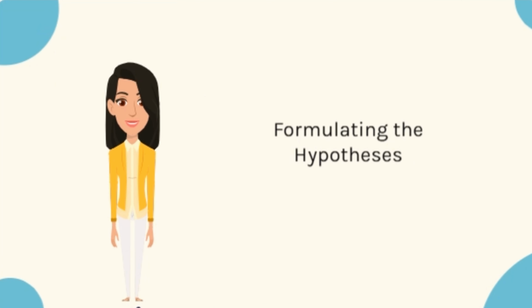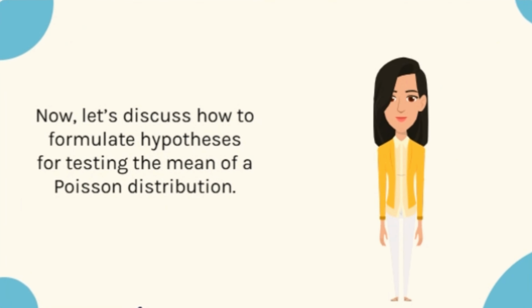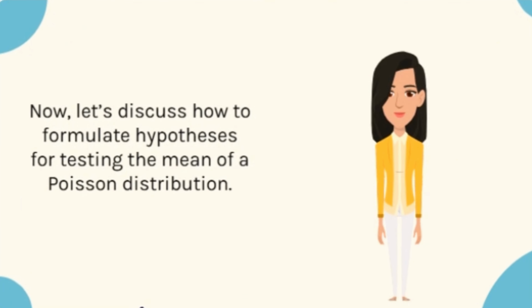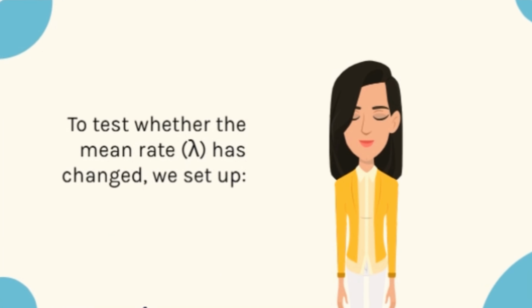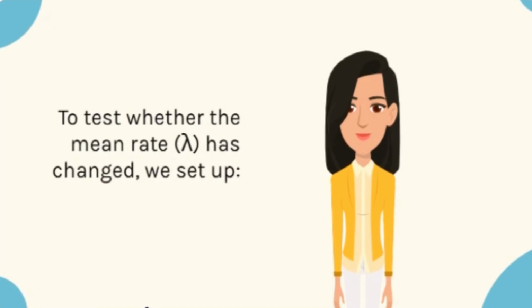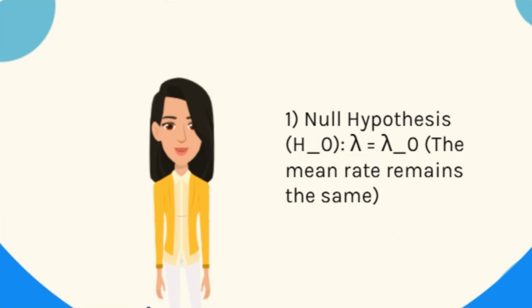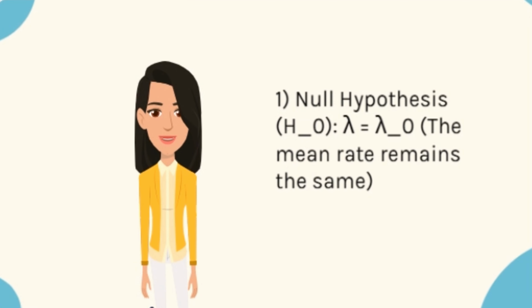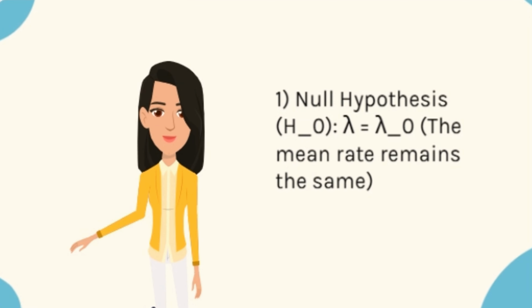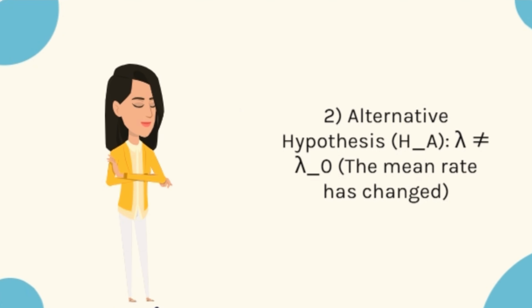Formulating the hypothesis. Now, let's discuss how to formulate hypotheses for testing the mean of a Poisson distribution. To test whether the mean rate lambda has changed, we set up number 1, null hypothesis H0: lambda is equal to lambda 0. The mean rate remains the same. Number 2, alternative hypothesis HA: lambda is not equal to lambda 0. The mean rate has changed.